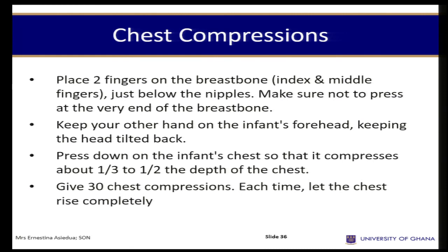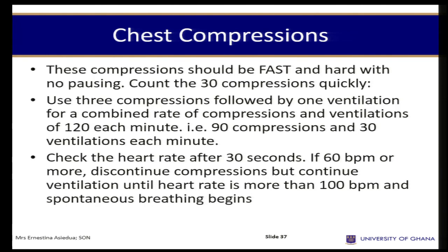You give 30 chest compressions. Each time, let the chest rise completely. This compression should be fast and hard with no pausing. Count the 30 compressions quickly. Use 3 compressions followed by 1 ventilation for a combined rate of compressions and ventilations of 120 each minute. That is 90 compressions and 30 ventilations each minute.